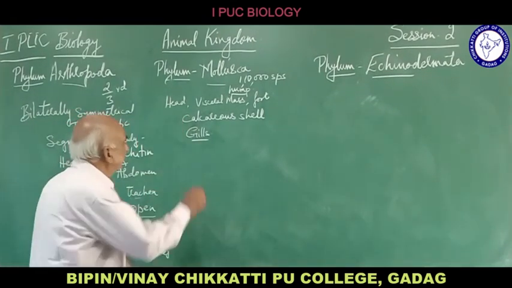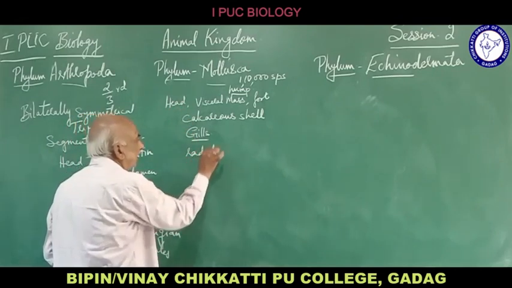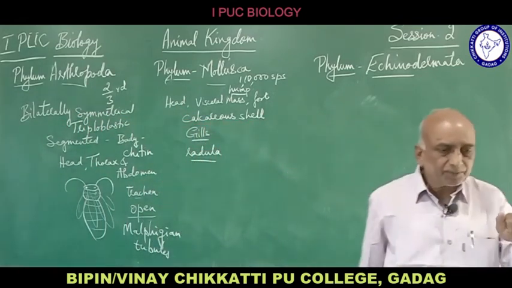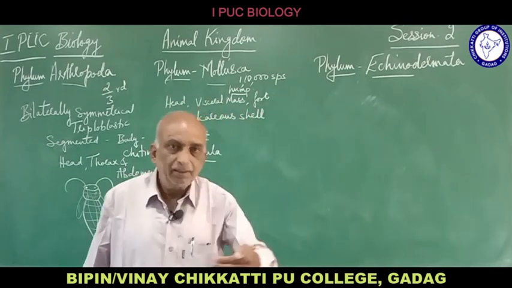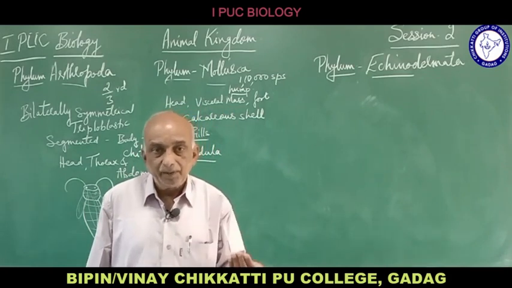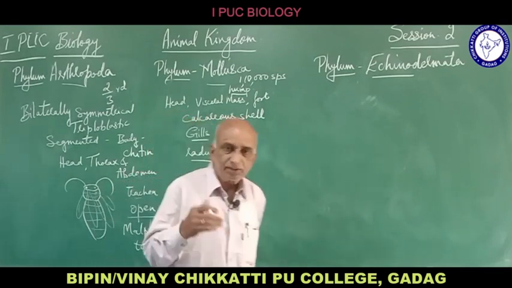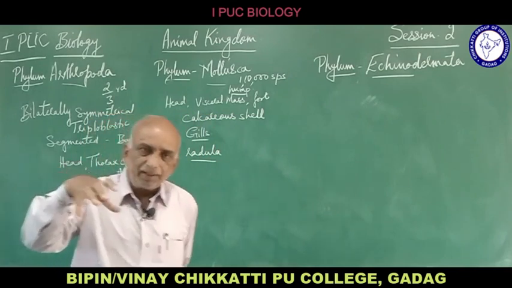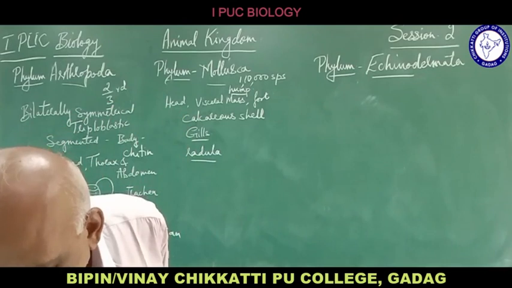Another important thing in this head is a structure called the radula, which is a tongue-like structure. Whenever it feeds on anything, it will withdraw that eatable material with the help of that organ called the radula. The radula is actually a rasping organ, which means it will grab the food and swallow it with the help of the radula.